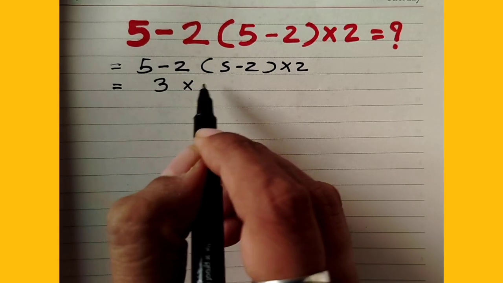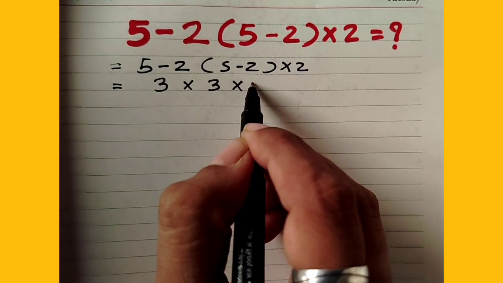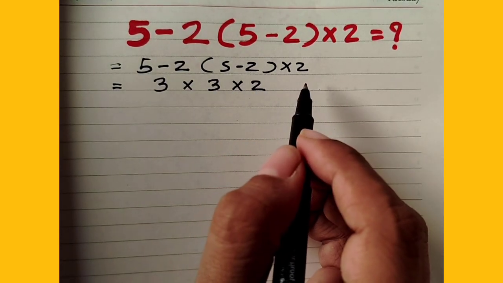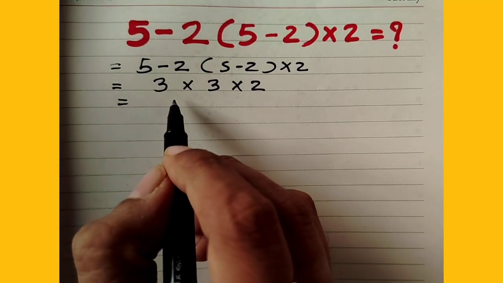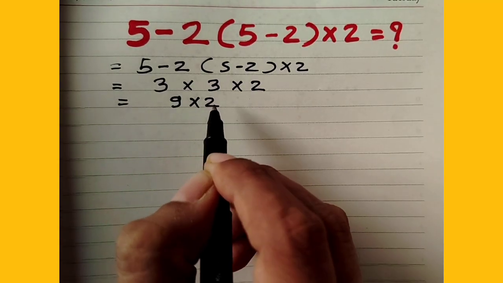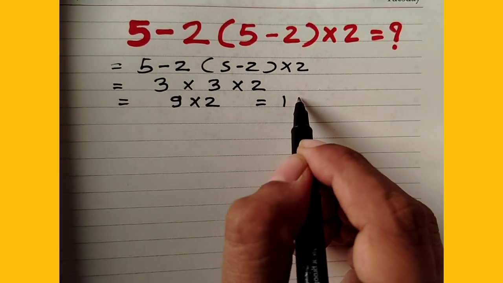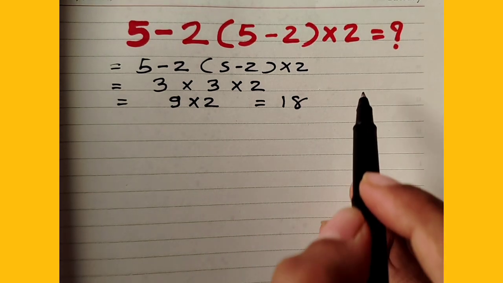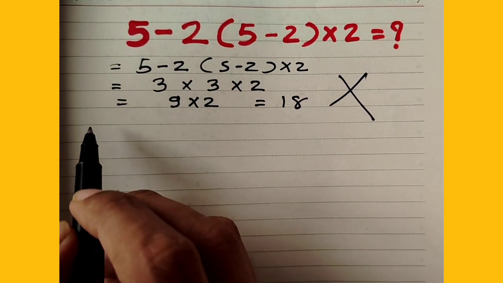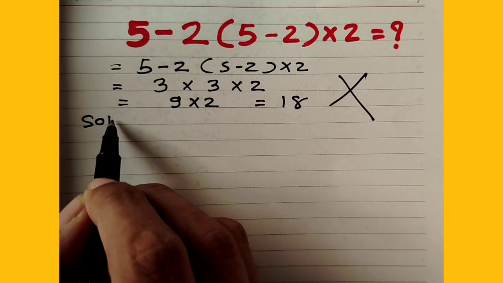So the solution is 5 minus 2 is equal to 3. 5 minus 2 is equal to 3 and 2 as it is. 3 into 3, 9 into 2 is equal to 18. It's a wrong answer. This is not the actual solution.